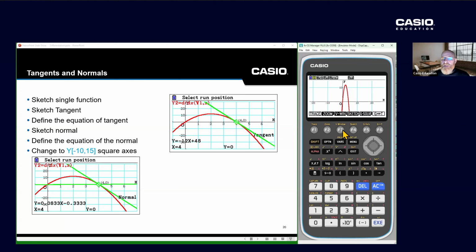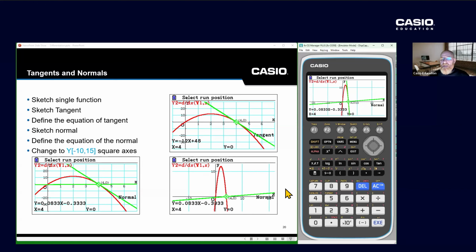I should be able to sketch both the tangent at 4 and the normal at 4. What I do need to do is fix the tangent though, so let's fix that at 4. There you go, and shift and do the normal at 4. And you can see that makes much more sense as they are now perpendicular.